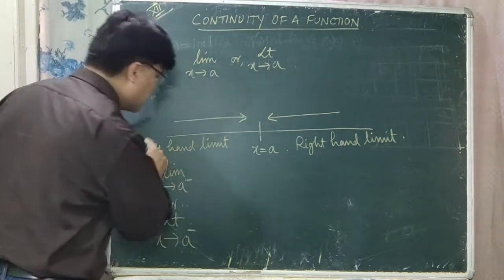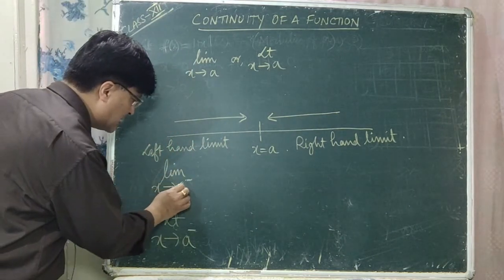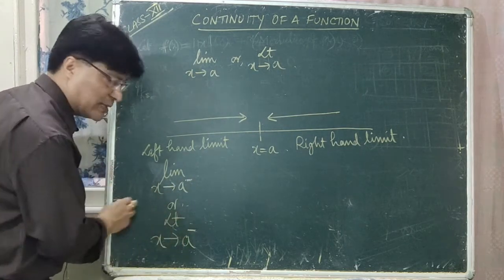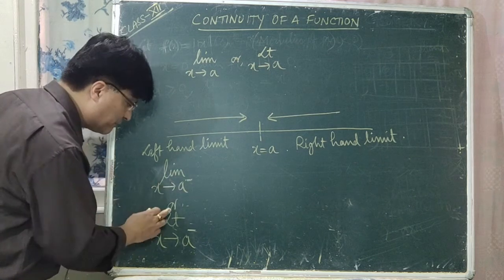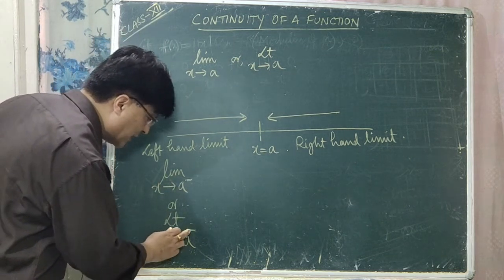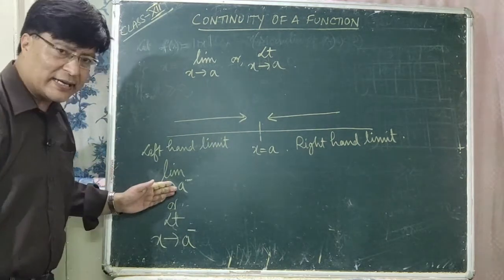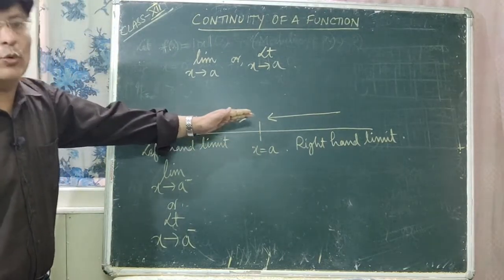So what does it indicate? X is approaching towards a from the left hand side only.